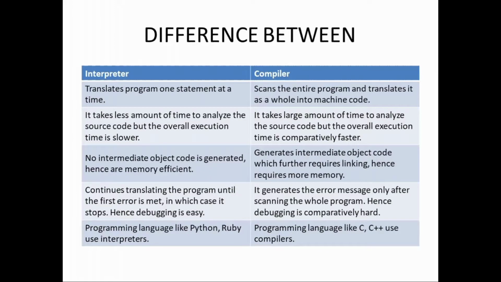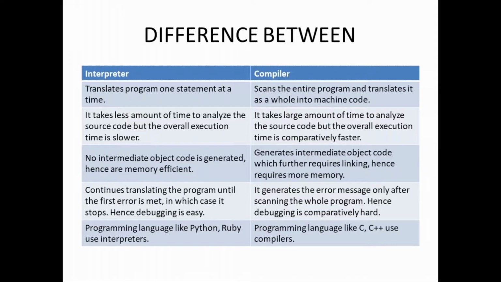Number one, it translates a program one statement at a time. Compiler will scan the entire program and translate it as a whole into machine code. What I mean is that while interpreter does a step-by-step statement conversion, the compiler will combine all the data or information or programs together and then translate it at once into a machine code or a machine language. That means while interpreter does step-by-step statement conversion, compiler does a batch conversion.